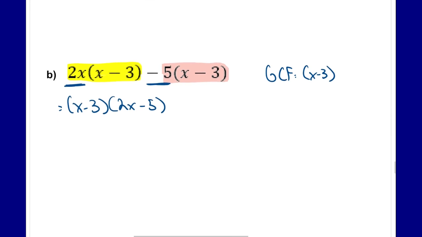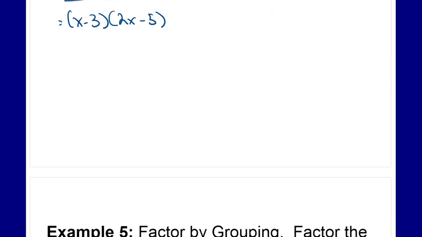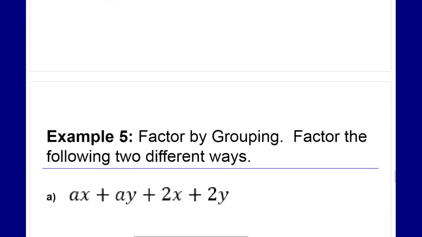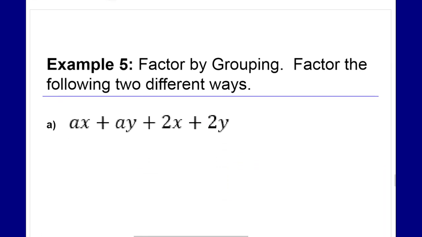So we've looked at common factoring. We've looked at common factoring if it's a bracket. Right? We're going to factor by grouping. So if we have more than 3 terms, we can actually group terms together and factor them that way. So we're going to try to factor the following in 2 different ways.